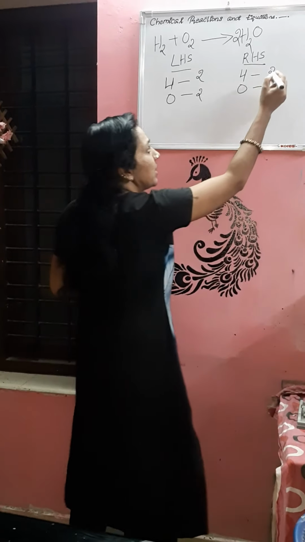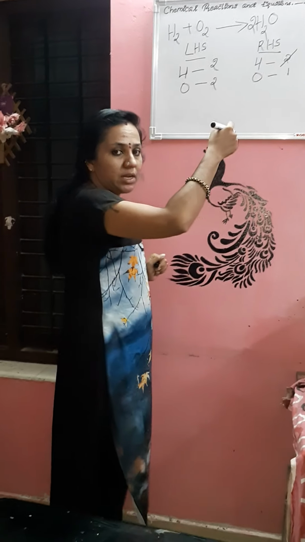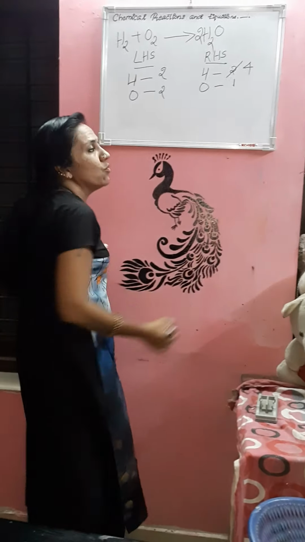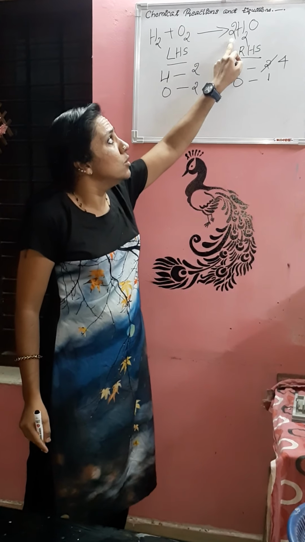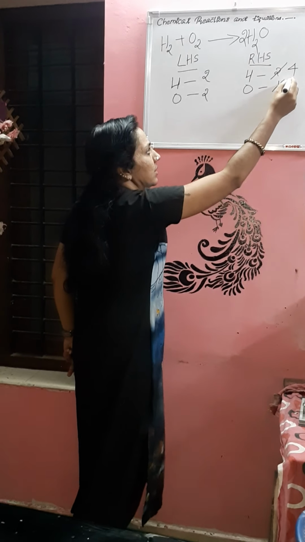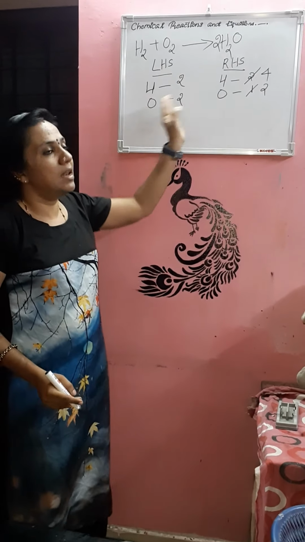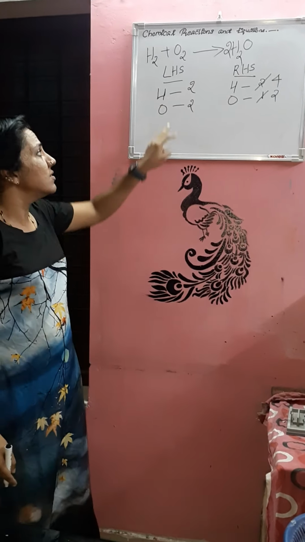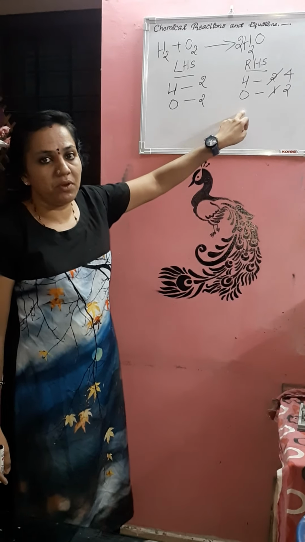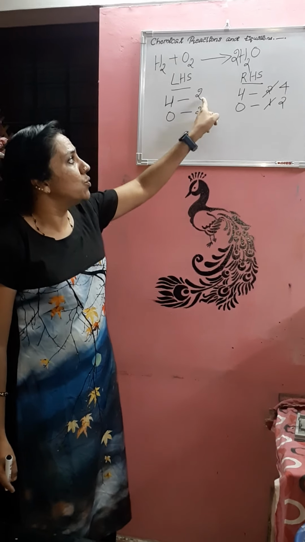So what should we do? We should cut here only once. So 2 into 2, 4. You should have to write here 4. What about oxygen? 2 into 1, 2. Cut that also and write it right there. Now compare the LHS and RHS. What is the result you are getting? When oxygen came correct, hydrogen got changed. So here 2, here 4.